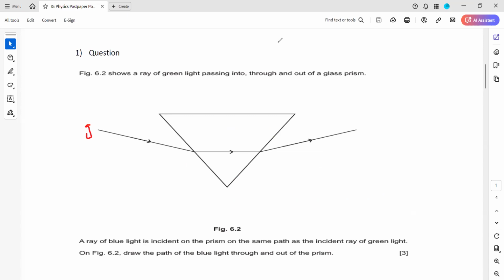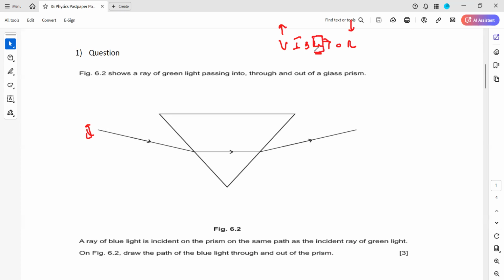Remember, we have violet, indigo, blue, green, yellow, orange, and red. Violet bends the most and red bends the least. So this is green. The green light is there. We want to make blue. Blue will bend more or less?